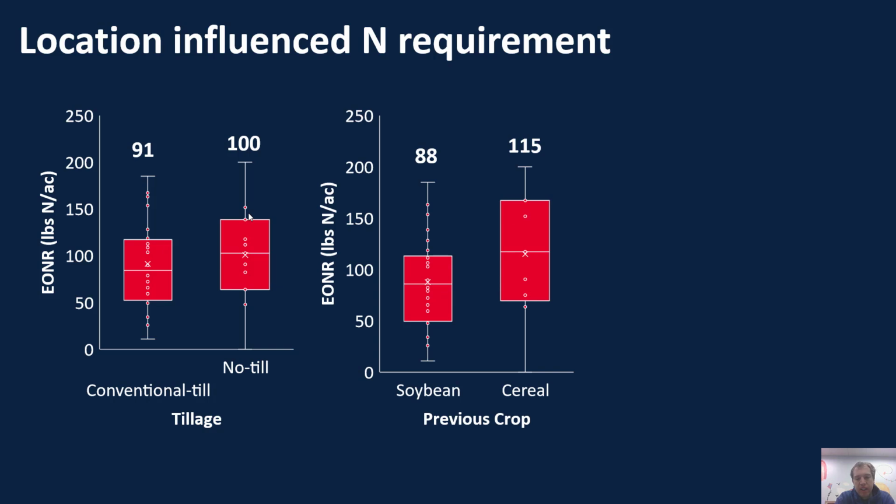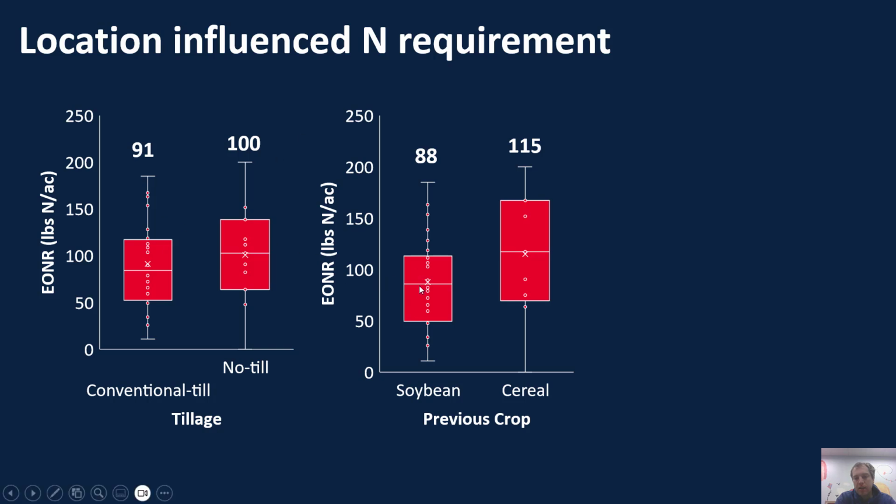If we look here at previous crop, overall we see a little bit lower nitrogen rate requirement on average across the data for soybean as the previous crop versus a cereal crop such as wheat, corn on corn, or a wheat-corn rotation. And that's typical. If we look here, we have 88 versus 115 pounds of nitrogen per acre. So we got a 30-40 pound difference there, which is about what our 40 pound credit is between the soybean and the cereal crops.